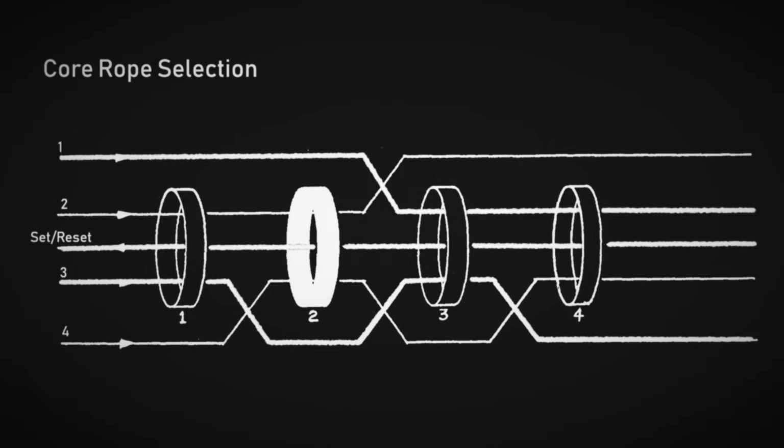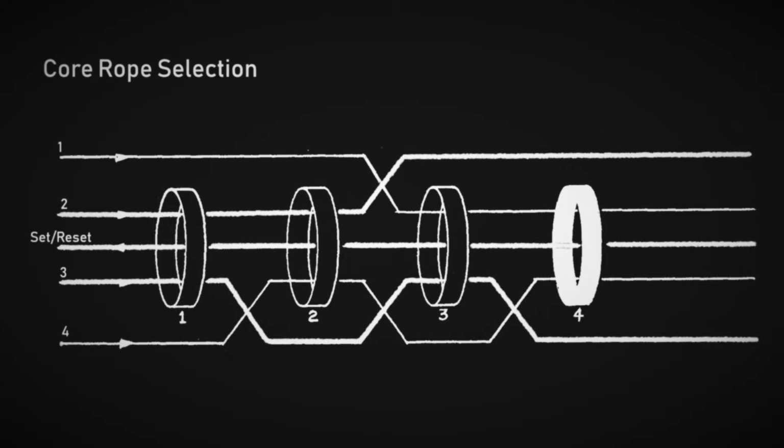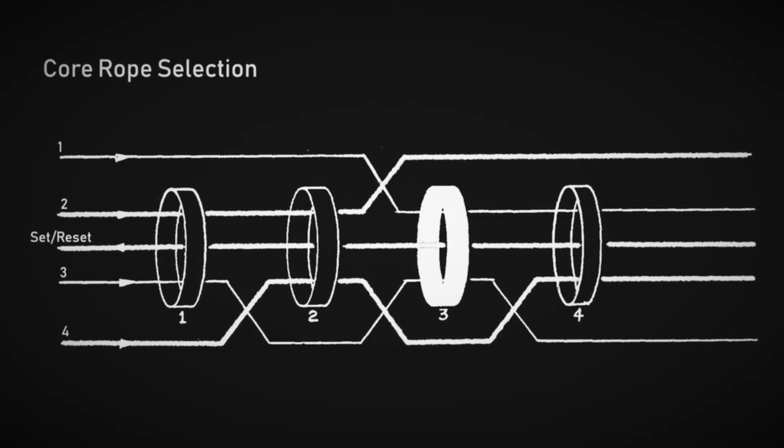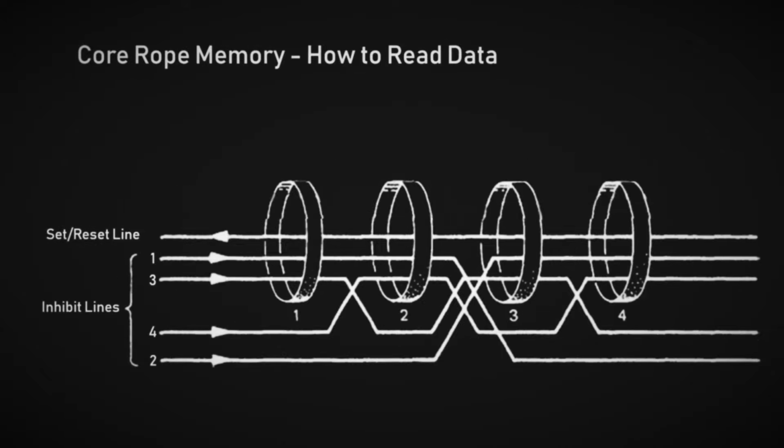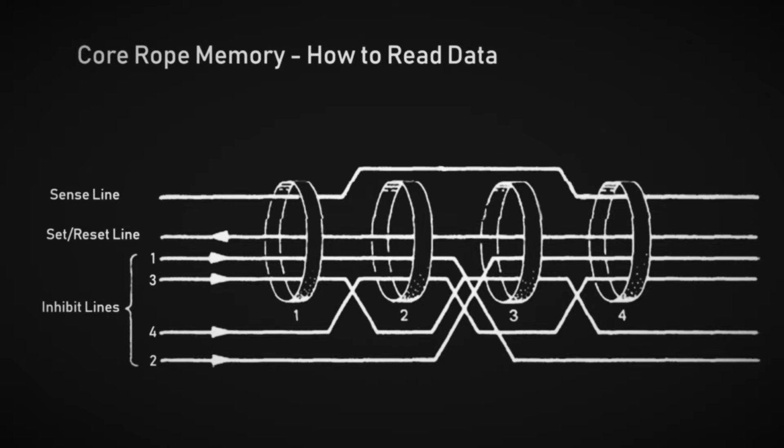Now that we can control the magnetization of each core individually, we can take a look at how to store and read out data using the cores. At first, we rearrange the inhibit wires, so that we have enough space for additional wires. Now we add another wire, the sense line.